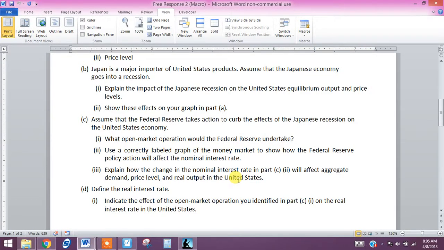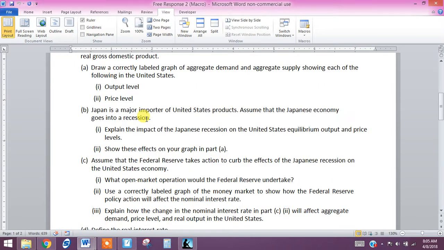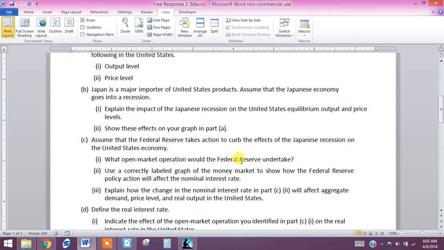We are continuing with question 1 of free response 2, and we're on part C of question 1. So we're going to assume that the Federal Reserve Bank takes an action to curb the effects of the Japanese recession on the U.S. economy. What open market operation would the Fed take? Well, they want to put money into the money supply, because they want to stimulate the economy. They want to use an expansionary policy. So what would that look like?